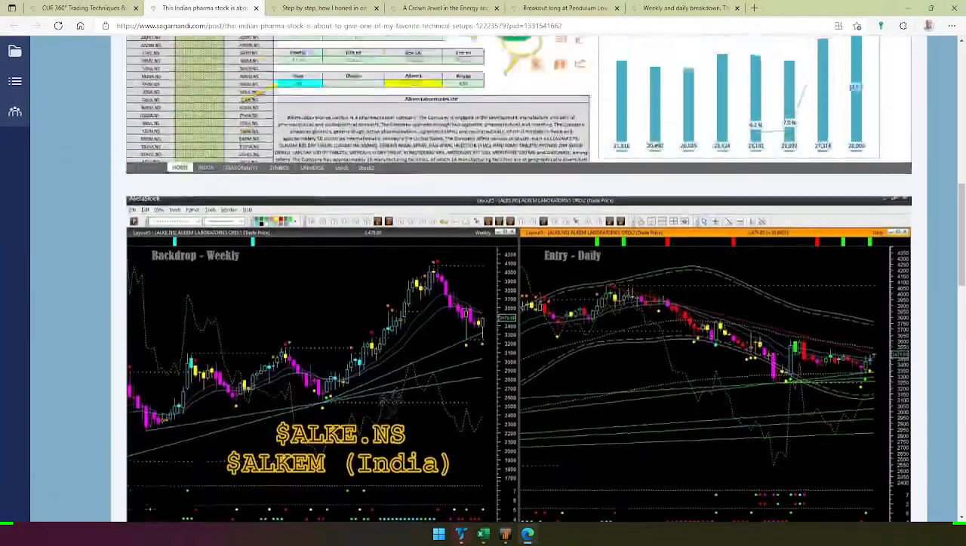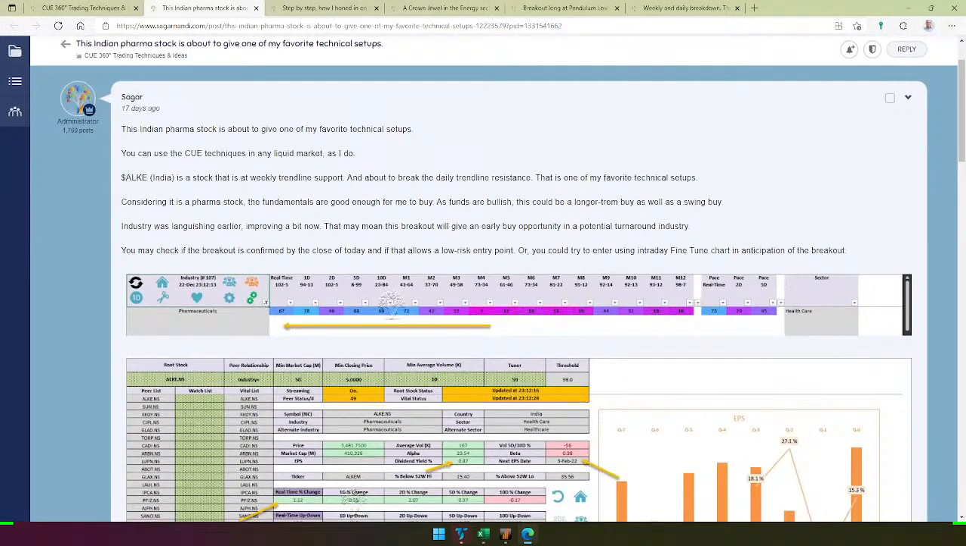Let's look at some others. This was India, doesn't matter whether it is USA, India, so long as liquid stocks, we apply the same technique. This I shared 17 days ago, December 22.